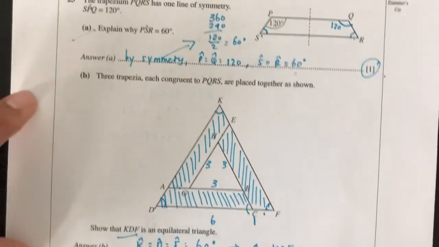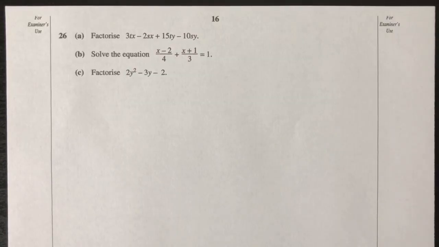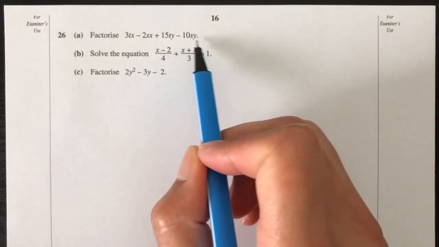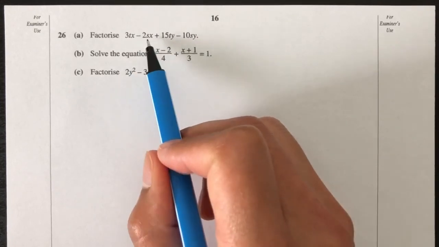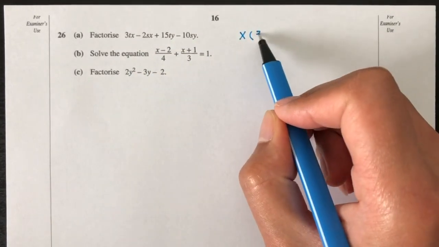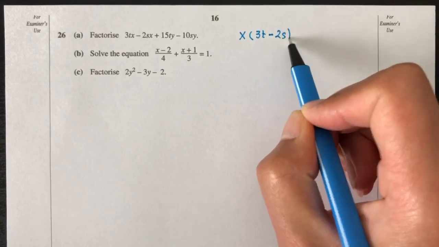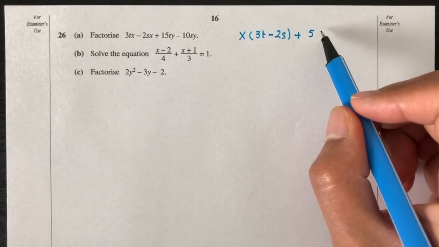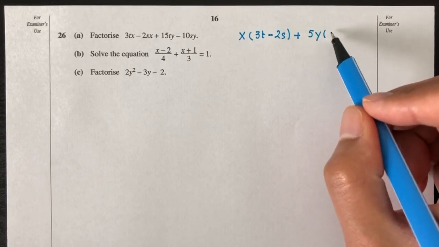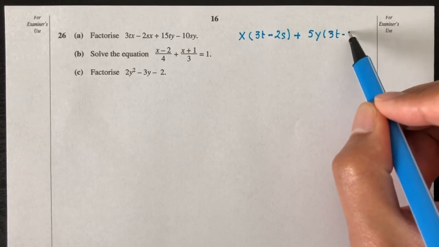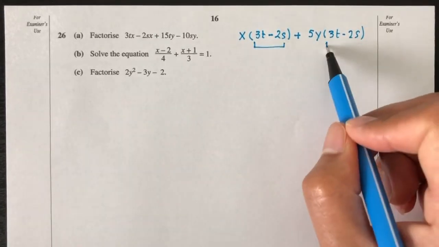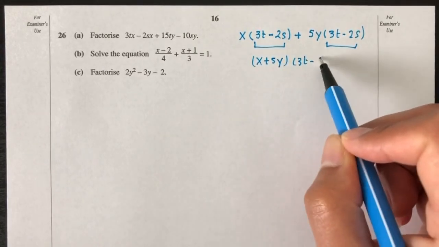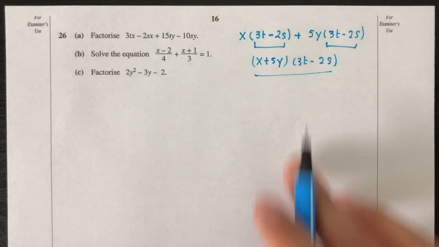That was question 25. Question number 26, factorize this one. So first one, as you can see here, what do we have in common? Let's take x out. We have 3t minus 2s, plus here we have 5 is common, and let's take y out. We have 3t minus 2s. So this one is the same as this one. x plus 5y, times 3t minus 2s. That will be your answer for part A.